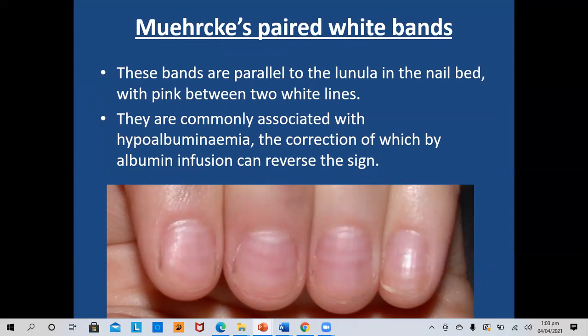Then Muehrcke paired white bands. In Muehrcke nails, these bands are parallel to the lunula in the nail bed. You can see these Muehrcke white bands. They are commonly associated with hypoalbuminemia, and correction of this by albumin infusion reverses the sign.